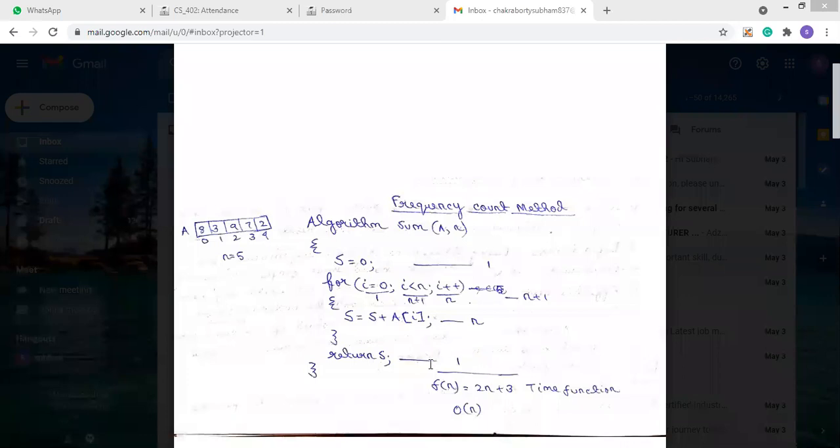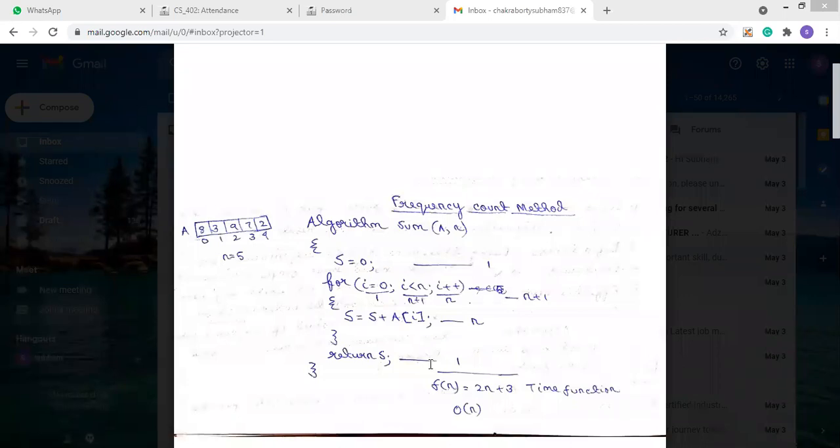So if the loop is like that, I less than or equal to n, then the number of times the loop will be executed is n plus 1. We are using a simple example. If we consider 5, then the loop will be executed 6 times. Why? Because first I is 0, then I will be incremented to 1, then 2, then 3, then 4.